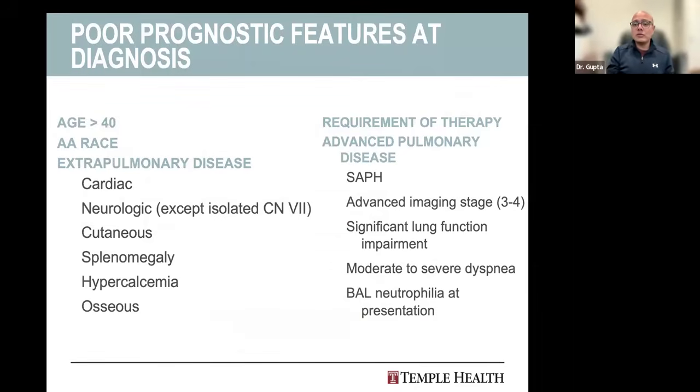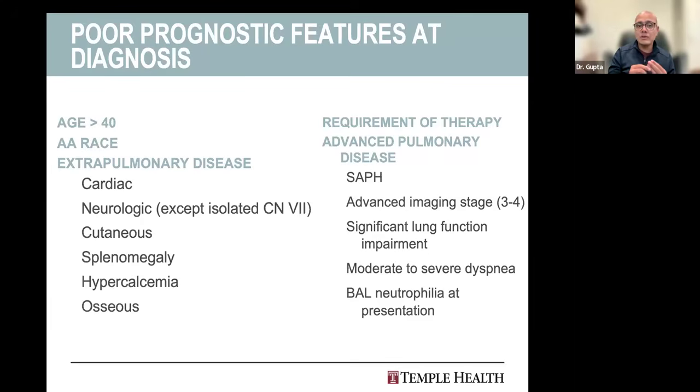But there are some features which can predict that there could be problems in a specific case. So if the diagnosis is at age more than 40, if the patient is of African American race, because we do know that African Americans, especially the women, are more affected and they have more propensity of having a chronic disease.